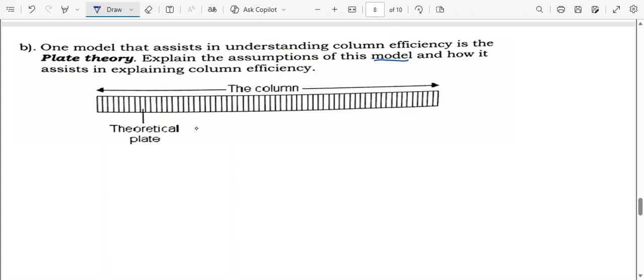Plate theory assumes that the column contains many equilibrium stages or plates. Each stage is called a theoretical plate. It assumes that what brings about the separation is these plates, where the molecules stick. The scientists thought of this as just an assumption, it's not real.